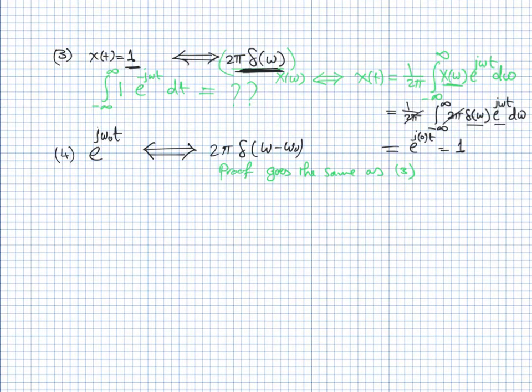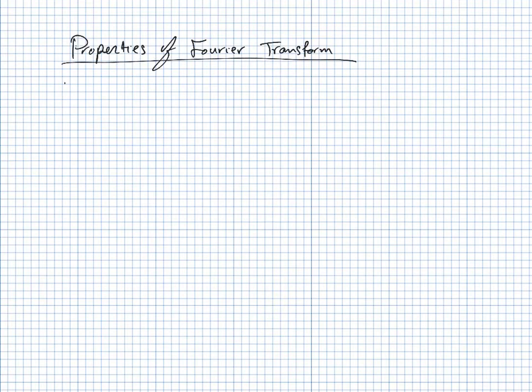And we will start, I'm not going to continue on the same page. I'd like to start from a fresh page. So, properties of the Fourier transform. Okay. And the first property is linearity.